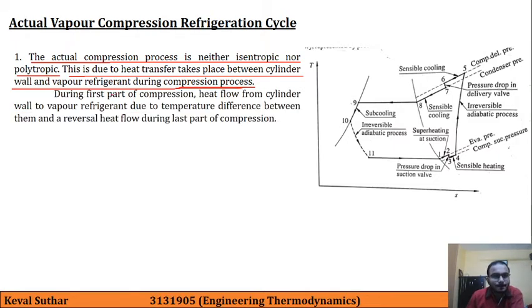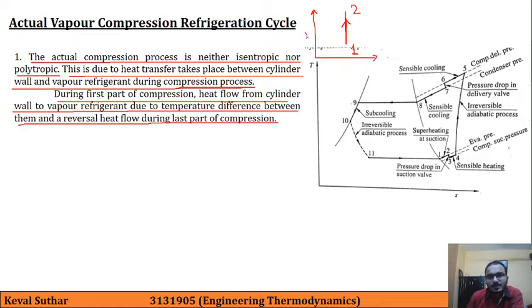So here, during the first part of compression, the heat flows from the cylinder wall to the vapor refrigerant due to the temperature difference, and there is a reversal of heat flow during the last portion of the compression. So here, let's focus on this part, that if we consider simple isentropic compression, for convenience again we will go into our ideal process on the TS diagram.